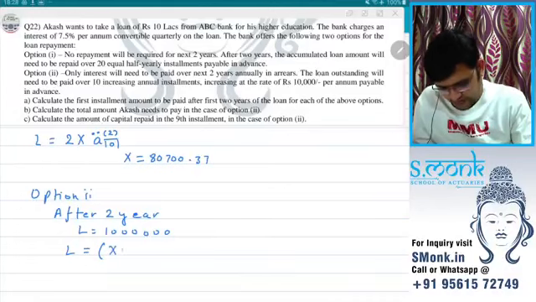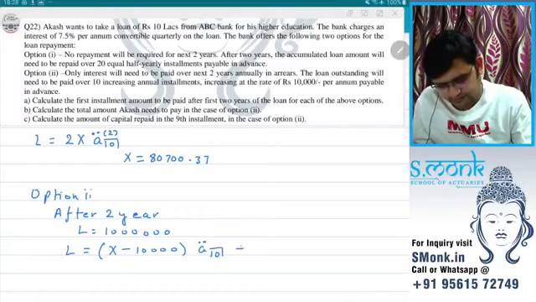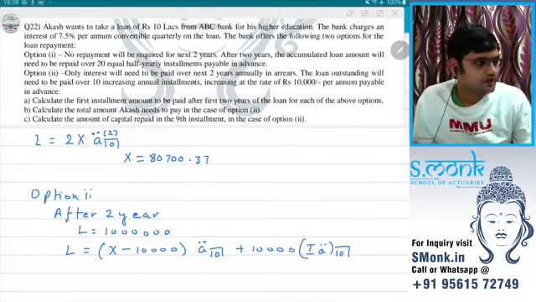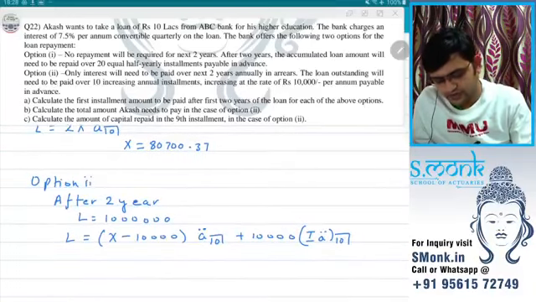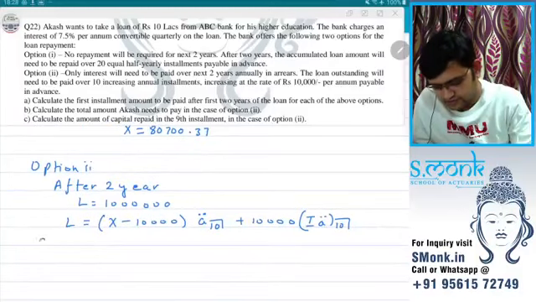whatever we are talking about, x minus 10,000 ADU payable 10 times plus 10,000 IADU payable 10 times. Okay, we have to calculate our x. For this I'll just calculate ADU 10 separately.